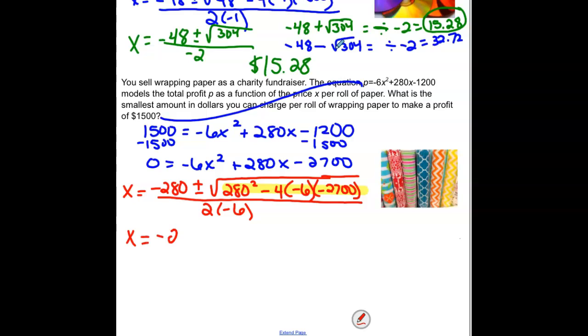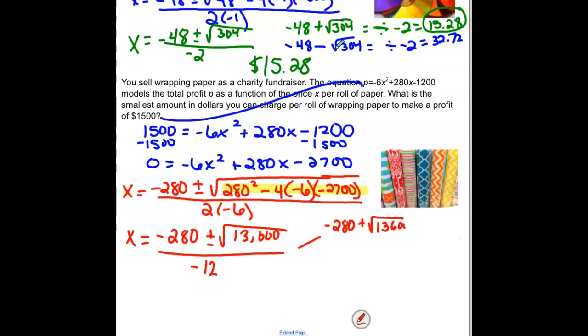So x equals negative 280 plus or minus, under that square root, once you've simplified that, you should have gotten 13,600. And we're dividing by negative 12. So again, we have to go through once with the plus sign. So type in negative 280 plus the square root of 13,600. Get an answer. Then divide by negative 12. Using the minus sign, negative 280 minus the square root of 13,600. Get an answer. Divide it by negative 12.